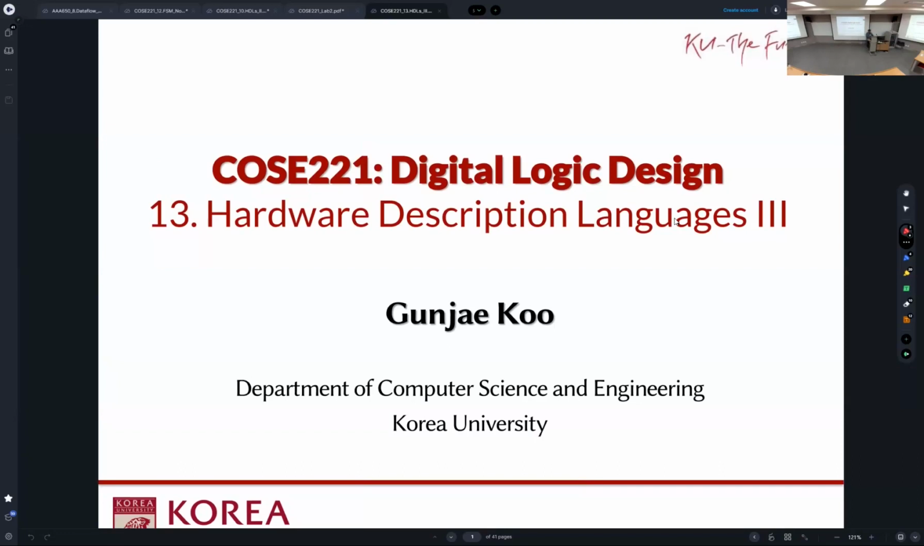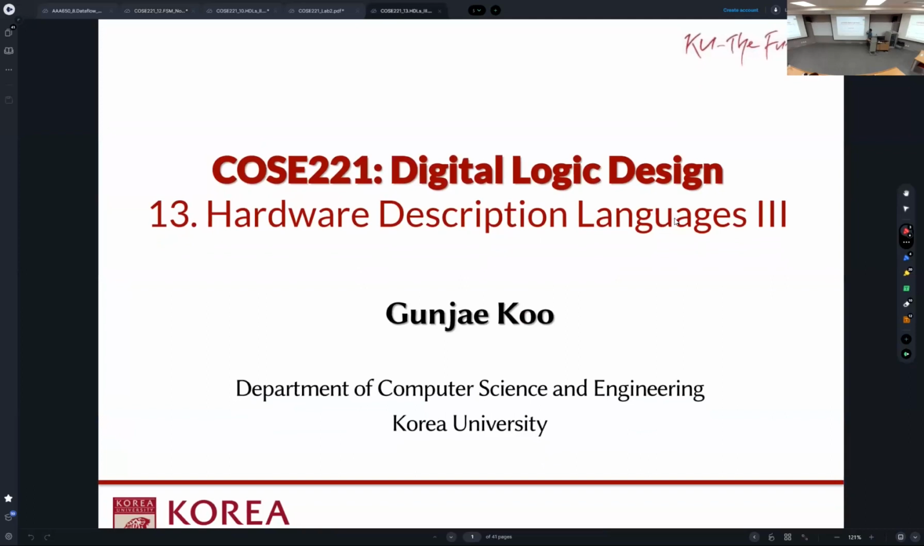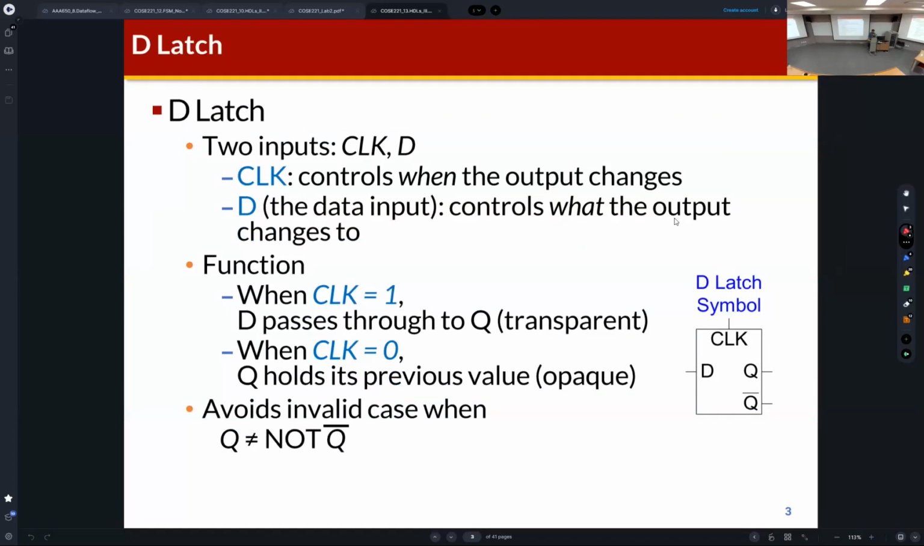Okay, another one, but it's just the review of latches and flip-flops. Now we will learn about the hardware description language, SystemVerilog. Until now, we learned about combinational logic design with SystemVerilog. Now it's time for learning about sequential logic design with SystemVerilog for latches and flip-flops. We already learned how to design latches and flip-flops with SystemVerilog, right? So this is the latch. Just memorize the definition of the latch.